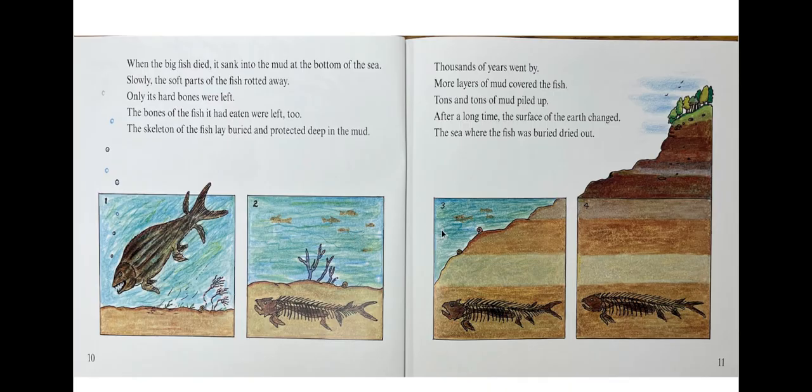So these pictures show the stages of the fossil creation. The fish died and sank to the bottom. Only its bones were left. It was laying protected deep under layers of mud, and more layers piled on top of it as the land built up.